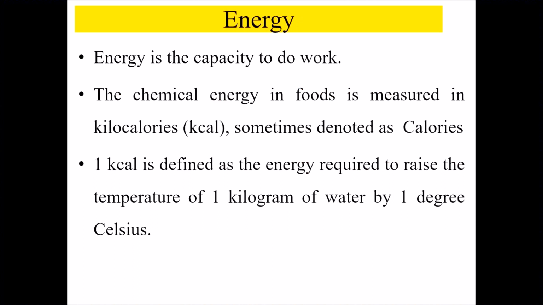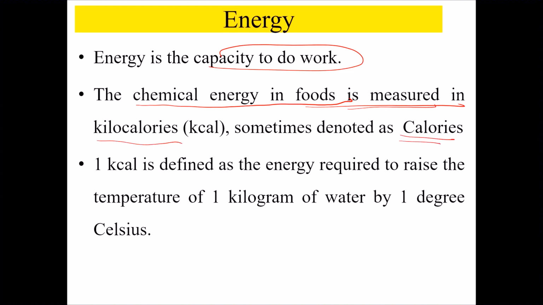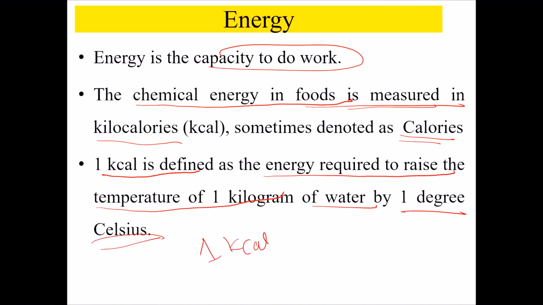Now, how to define energy? Energy is the capacity to do work. What the human body is doing is taking chemical energy from the foodstuff, which is measured in kilocalories, sometimes denoted as calories, and then transferring this energy, which is taken from the food, into the energy currency in the body, that is ATP, and then utilizing it for its different functions. Now, we define 1 kilocalorie as the energy required to raise the temperature of 1 kilogram of water by 1 degree Celsius. So this is 1 kilocalorie.